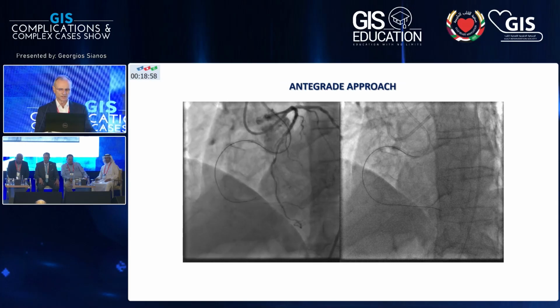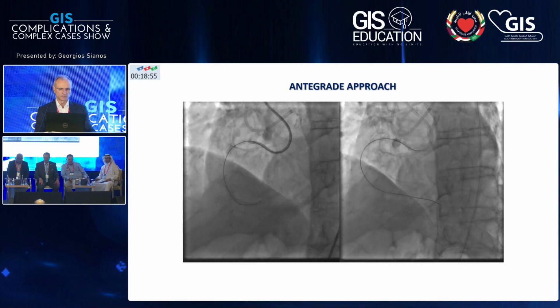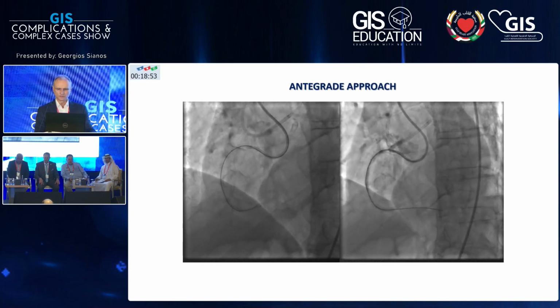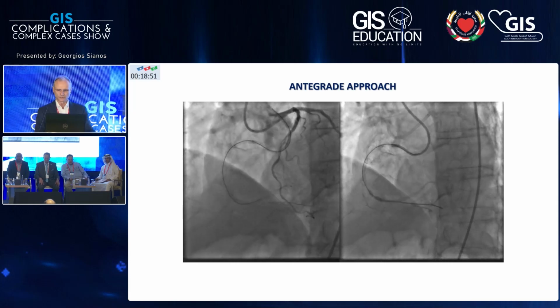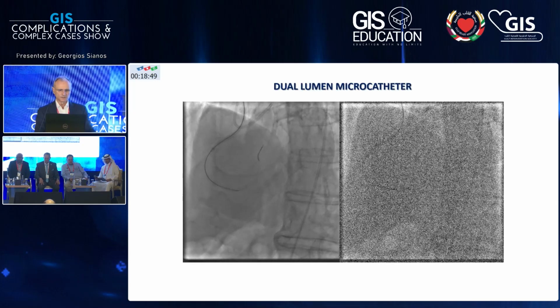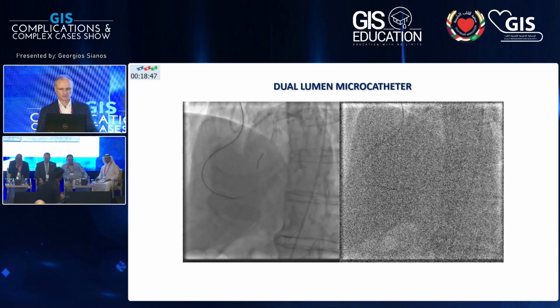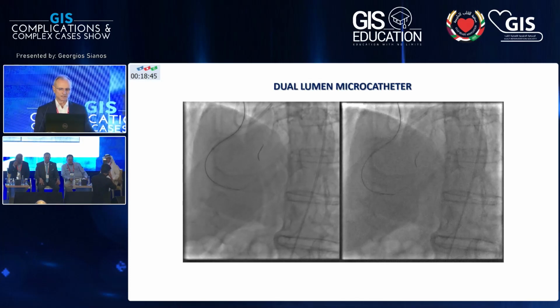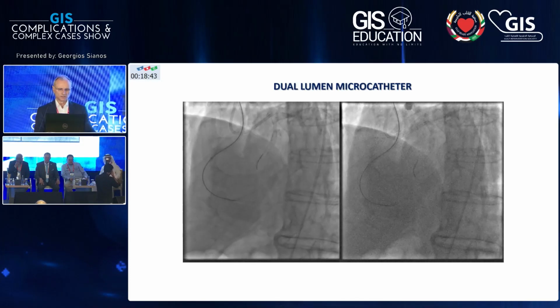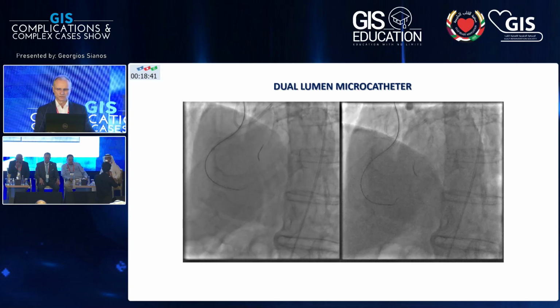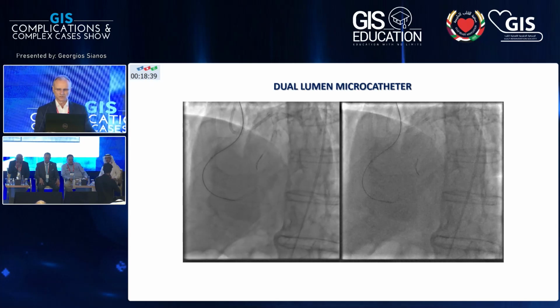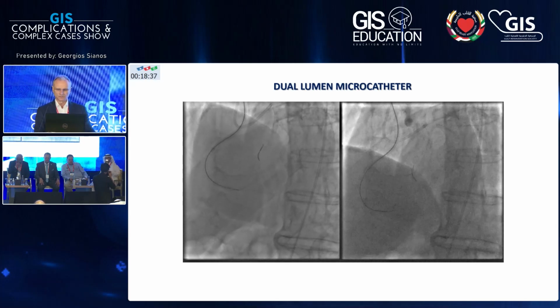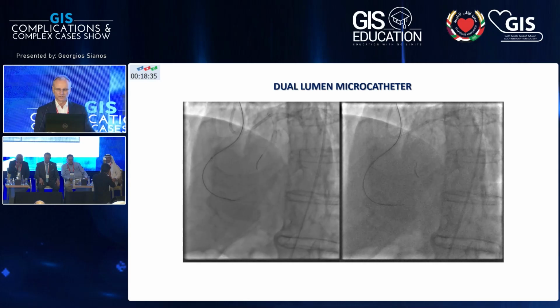You see here a second wire supported by a Finecross microcatheter. The crossing was nothing of relevance to the case. After some predilatation of the proximal cap, a dual lumen microcatheter was used, and you see here we take access to the distal posterolateral branch.